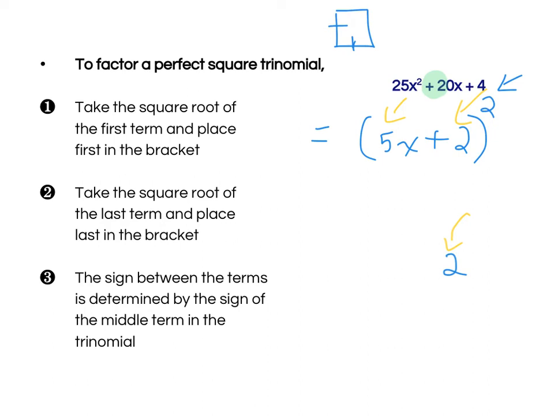So I've finished. This is all there is to do when factoring a perfect square trinomial. This trick, remember, only works if you have a perfect square trinomial. If you don't, then this factoring method, this quick trick, does not apply.